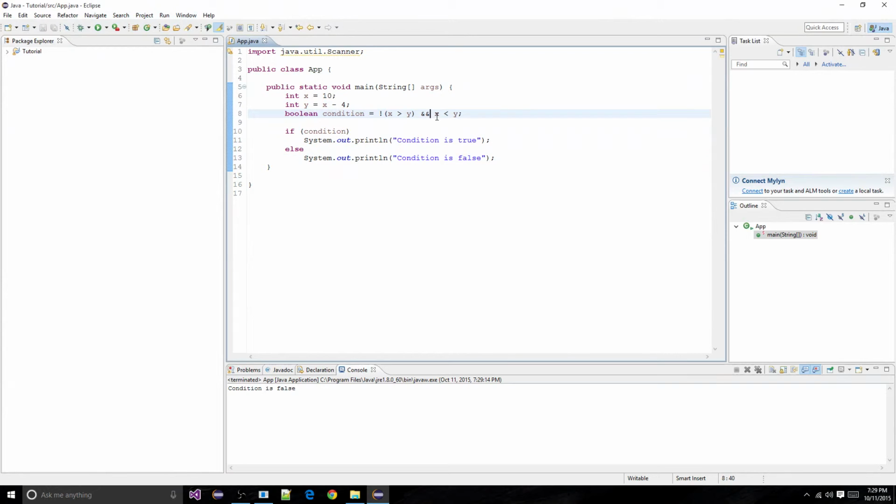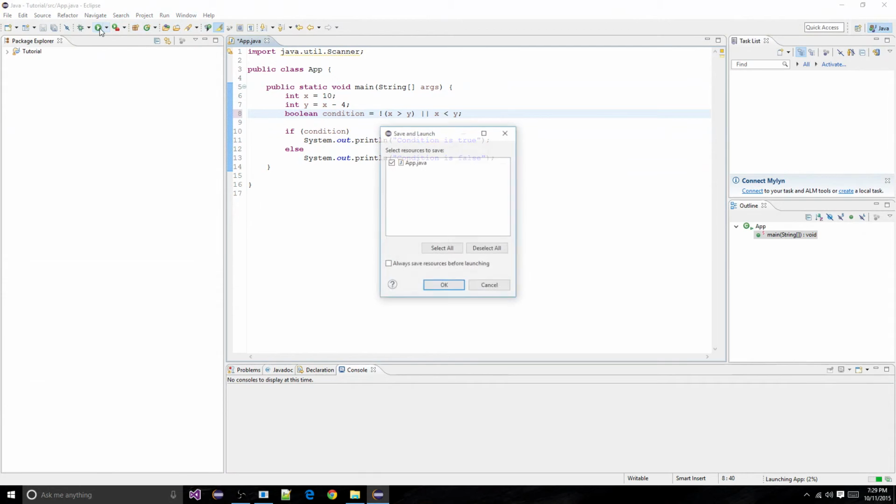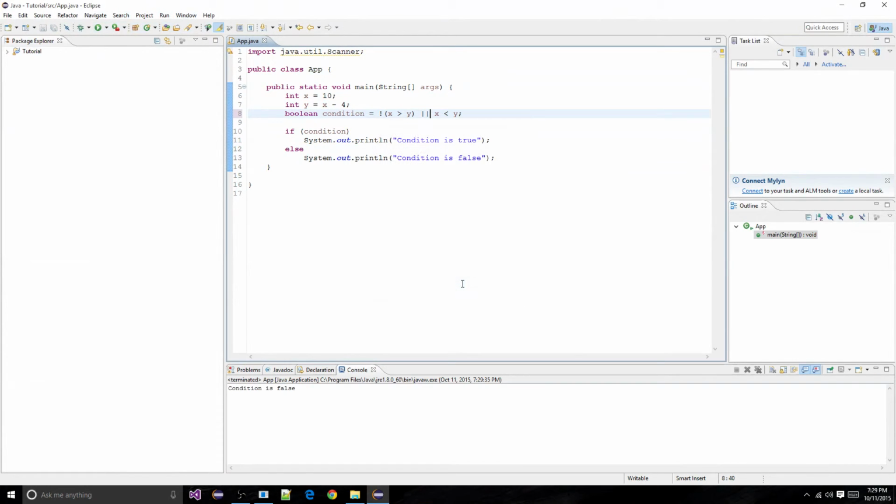We can also combine it into an or. So basically, double ampersands means and, double pipes mean or. So basically, we can say x is not greater than y, or x is less than y. Go ahead and save this. And we can see that the condition is false still, because x is not greater than y. So basically, the condition becomes false in this case, and x is less than y, which both of these are true. We also have and, as I went over again.